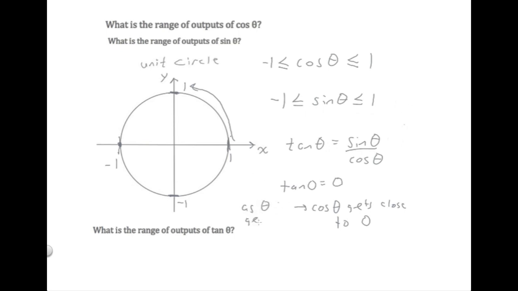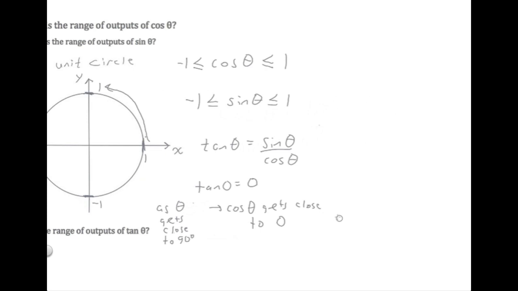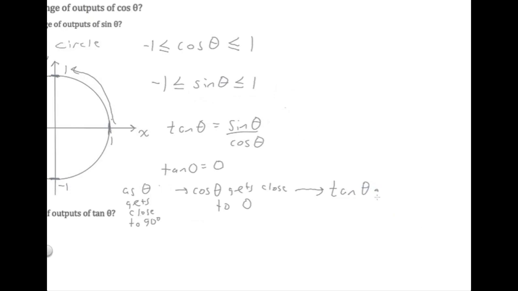As theta gets close to 90 degrees, the cosine will get close to 0. That means we're going to be putting a very small number on the bottom of this fraction. But if you put a very small number on the bottom of the fraction, it gets bigger and bigger and bigger. So as theta gets close to 90, and the denominator gets closer and closer to 0, the tangent of theta is going to get bigger and bigger indefinitely.